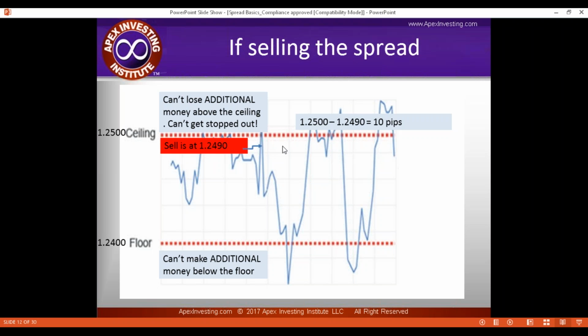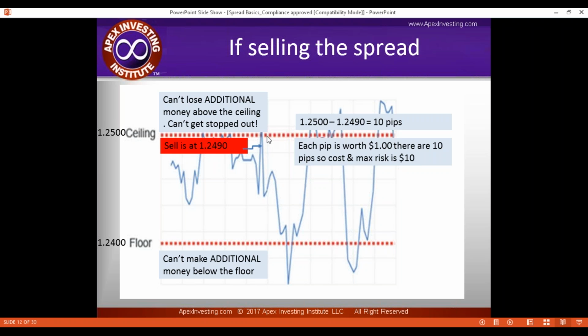I'm selling at 2,490. So what is my total risk? What's my maximum possible risk? Well, 2,500, which is the ceiling, down to where I sold, 2,490, is 10 pips, right? And each pip is worth $1. There's 10 pips. So my cost to get in this trade and my maximum risk is only $10. Okay, does that make sense? Any questions on just that particular part?